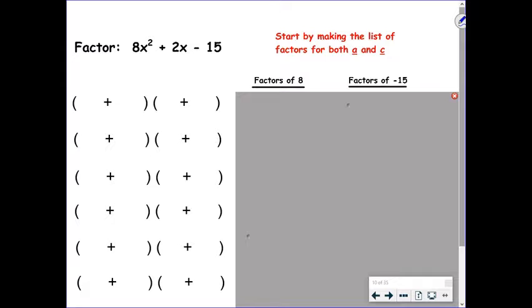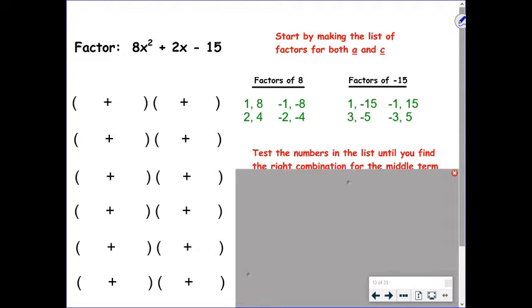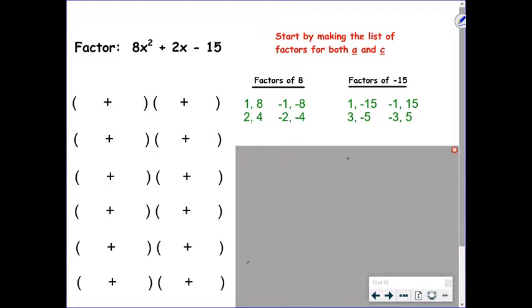So let's give another one a shot here. I have 8x squared plus 2x minus 15. So 8x squared, well, that could be 1x and 8x, or 2x and 4x. And the factors of negative 15 are 1 and negative 15, negative 1 and 15, 3 and negative 5, negative 3 and 5.